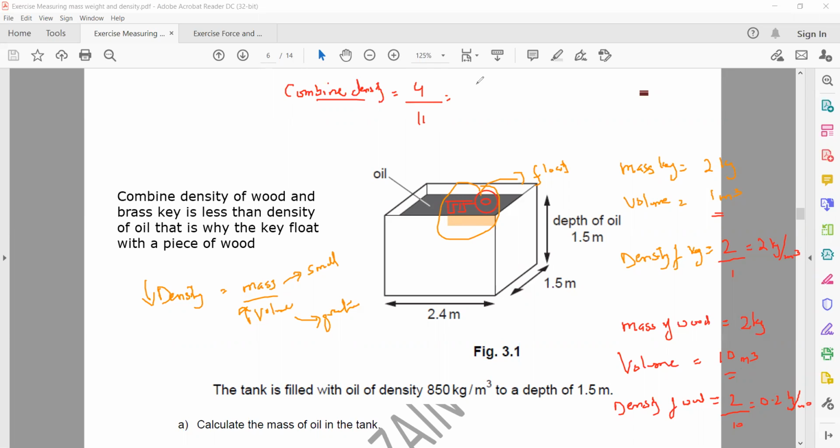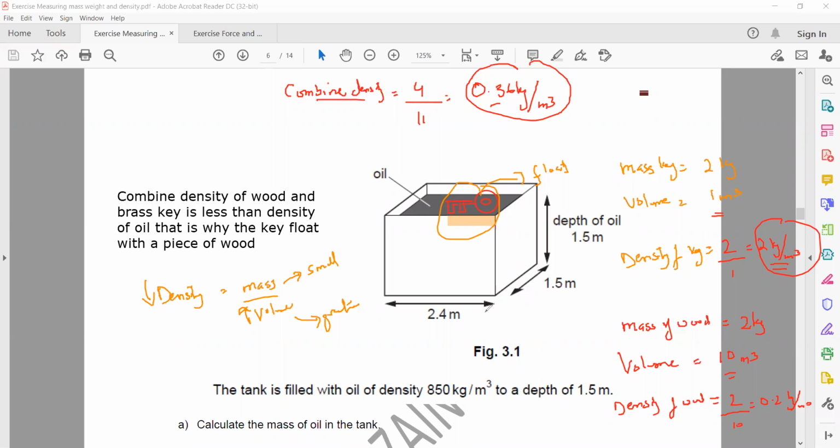So what is it coming out as? It is coming out as 0.36 kilogram per meter cube. So you can clearly see the combined density is less than the density of the brass. Originally, when there was only the key, the density was 2. But when we work out the combined density, it is coming out less than the density of the key. That's why when a piece of wood is attached to a key, it is floating on the oil surface.